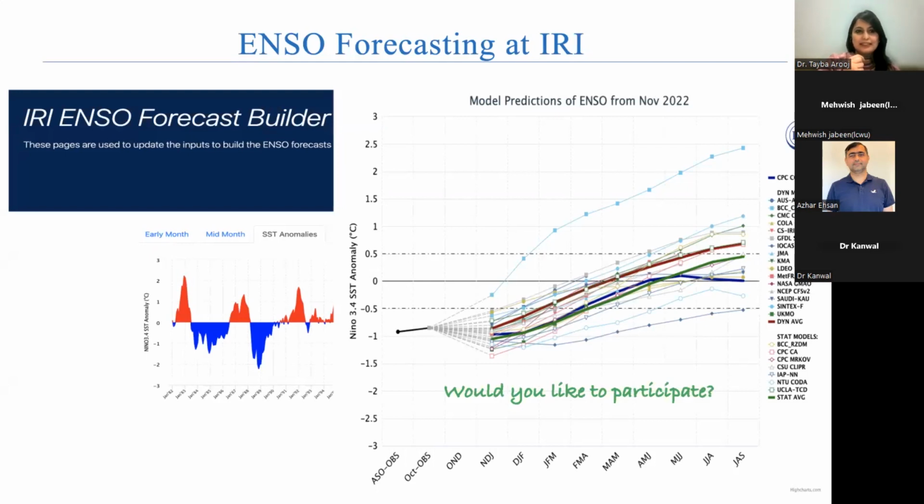Assalamualaikum, sir. Walaikum assalam. Sir, I want to ask you, what specific issues with ENSO in the models need to be improved?